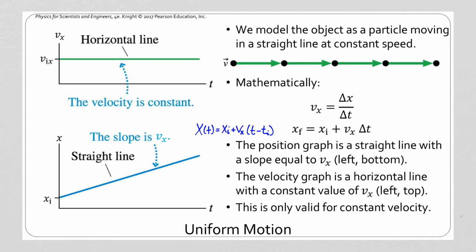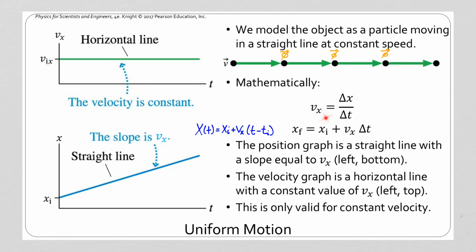So to recap, an object in uniform motion would have a motion diagram that would look like this. Its acceleration vectors would all be 0 because it is not accelerating, it's moving at a constant speed. The velocity graph of this particle would be a horizontal line. This is a constant value because the speed is a constant value here, constant velocity. And then the velocity is the rise over run. That's the slope of the position versus time graph. And so a constant velocity would give us a constant slope, a straight line in our position versus time graph.